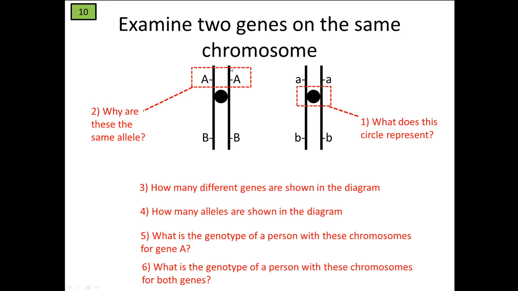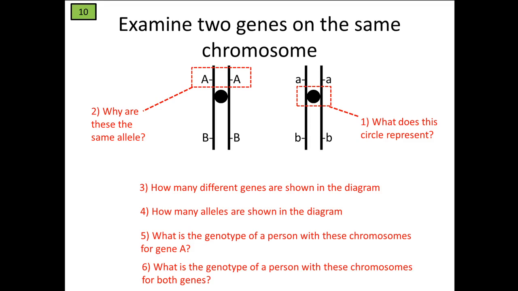It's identical. This strand has been copied from this strand by semi-conservative replication. This is a chromosome made of identical chromatids, and they have the same genes at the same loci, therefore they're the same chromosome number, like chromosome pair number 3. However, they differ due to the alleles of genes. Number 3, how many different genes are shown in the diagram?